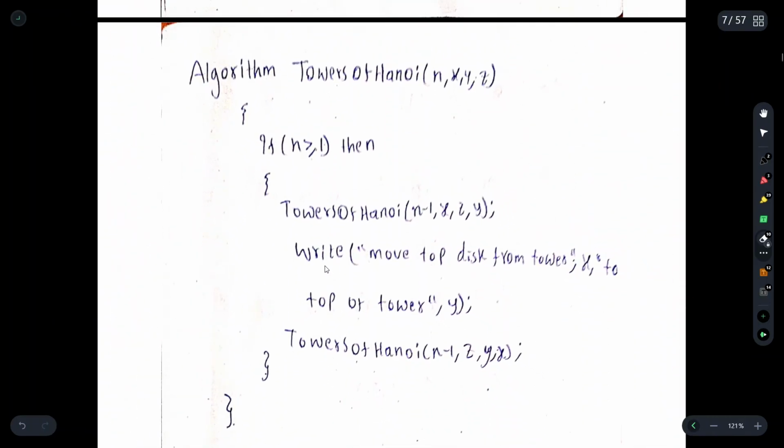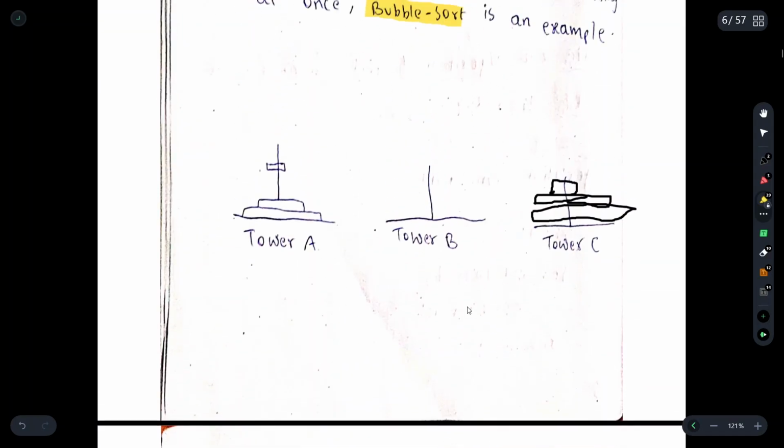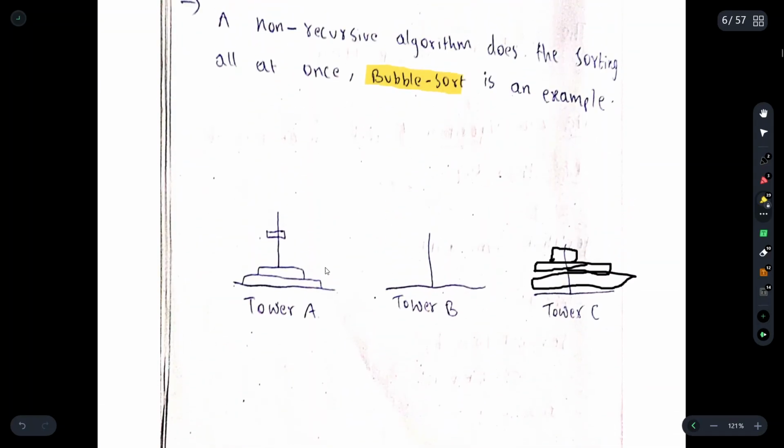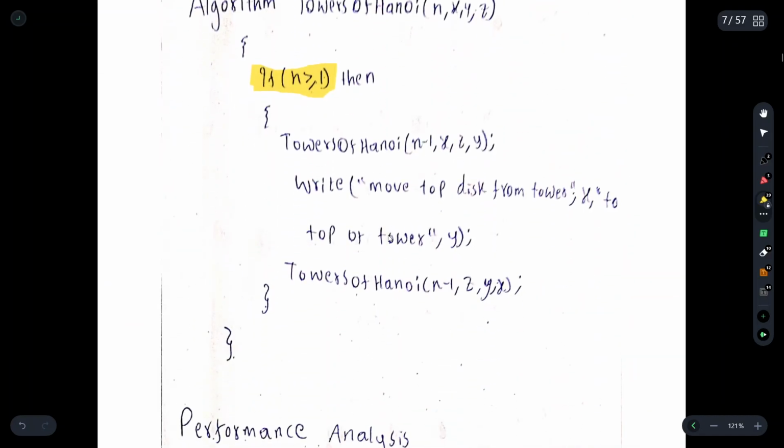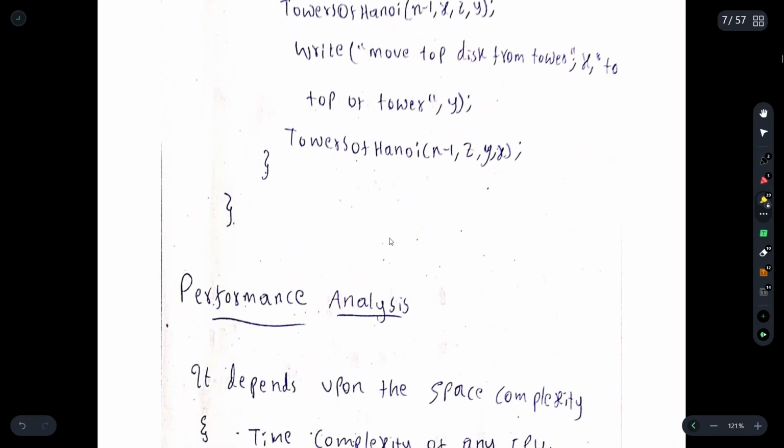So this is a basic algorithm for Tower of Hanoi. Here we are considering these as variables. If the n value is greater than or equal to 1, this is a conditional statement. For recursion, Tower of Hanoi (n-1, x, z, y), then move the top disk from tower x to the top of tower y. This is the Tower of Hanoi condition: we need to make the movement from one tower to another tower in whatever way is required. In this way we can write the Tower of Hanoi algorithm.